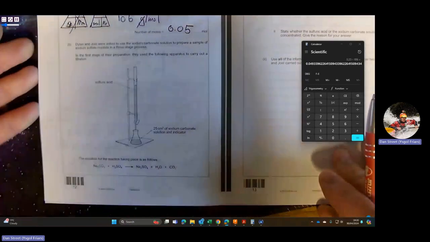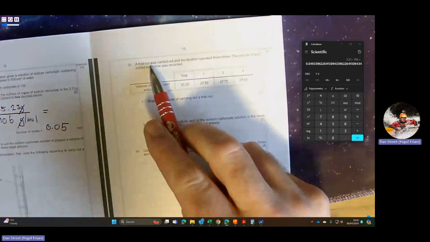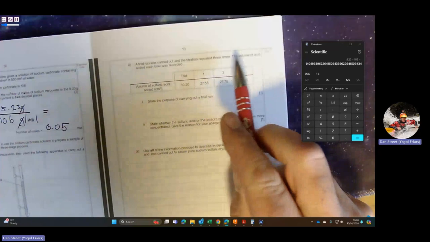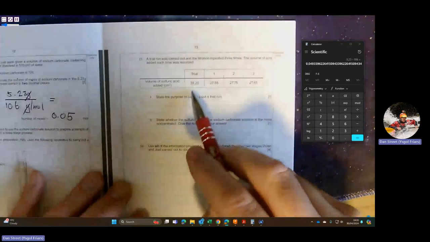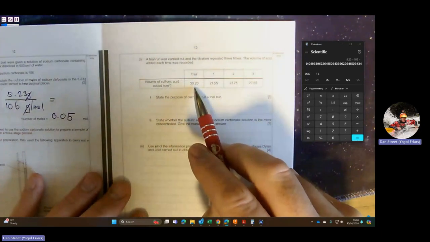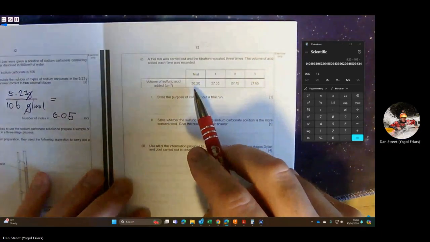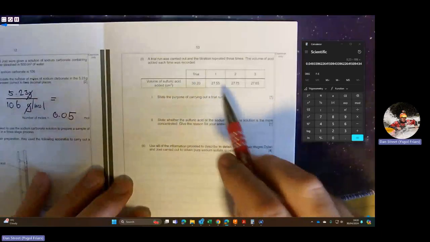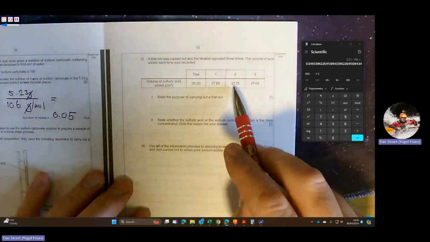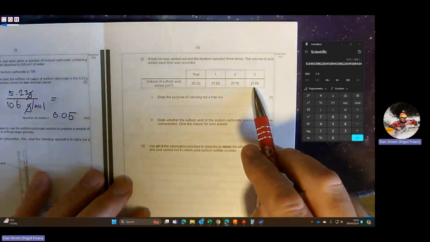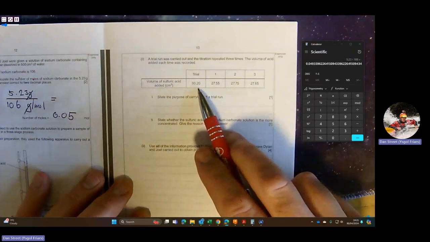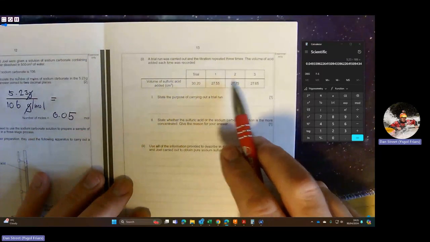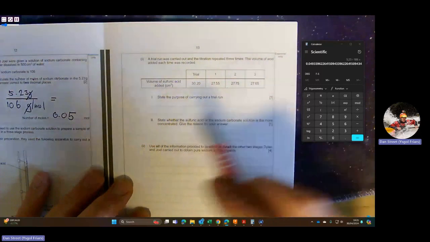A trial run was carried out, and the titration was repeated 3 times. The volume of acid added each time was recorded. In the trial run, they added 30.2 centimeters cubed of acid. But once they'd got the idea, they then added 27.55, 27.75, and 27.65. As might be expected, these values are lower than the trial because by this point they know how much they need to add. State the purpose of carrying out a trial run.